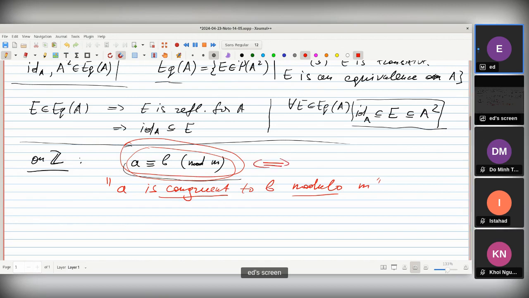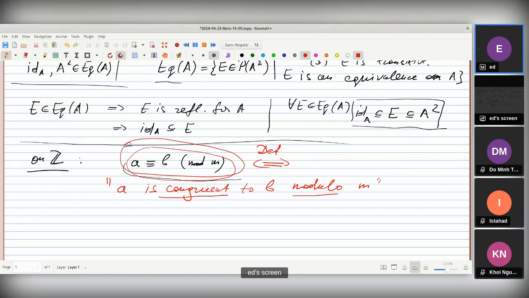But what does it mean by definition? Do you know the definition for this symbol? Please recall the definition. When A and B are congruent modulo M, what does it mean that they are congruent? They leave the same remainder.